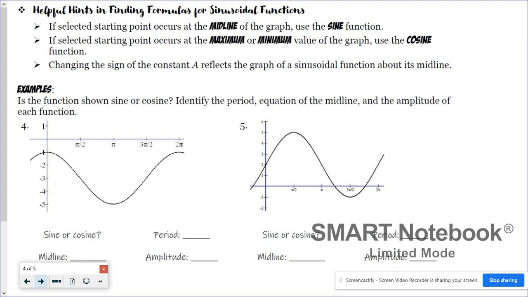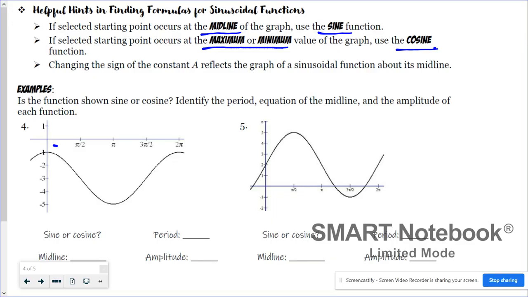Well, if the selected starting point occurs at the midline of the graph, you're going to use the sine function. Okay. And when it comes to the selected starting point, I generally look at the y-axis. So I look at the y-intercept, and hopefully it's a good starting point, right? And if it's not, well, we get into that later. So look at the y-intercept, and if it's at the midline, it's a sine function. If it's at a maximum or minimum value, then it's the cosine function. And then also pay attention to whether the function has been flipped.